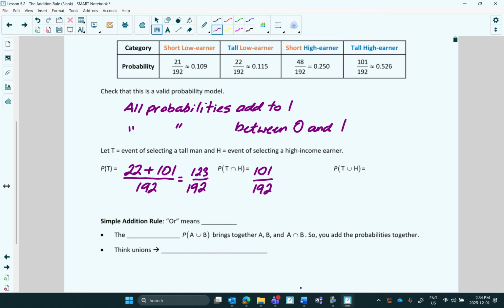But what would be the probability of getting tall or high? Wouldn't we add all of them except the short low earner? So 22 plus 48 plus 101 out of 192 gives us 171. Agreed.